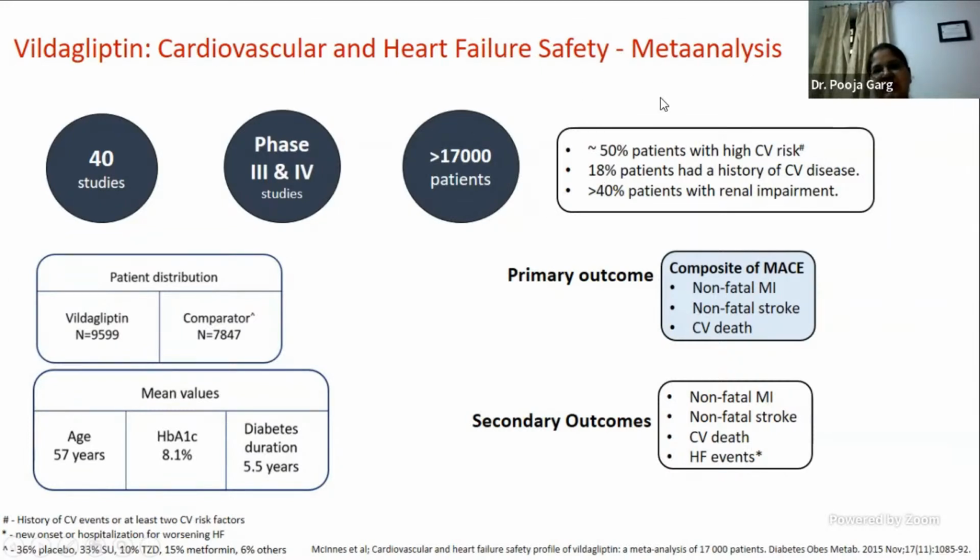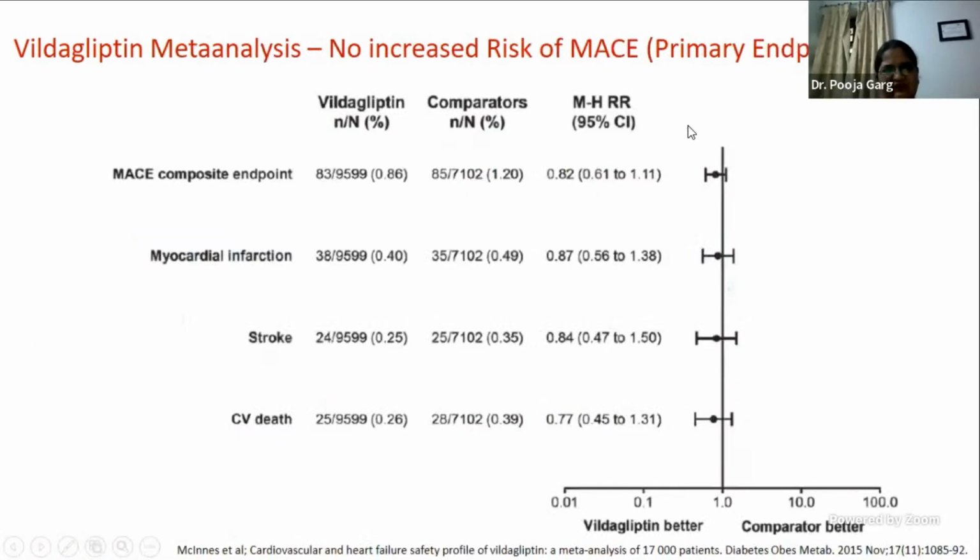50% of the patients had high cardiovascular risk. Almost 18% also had a history of cardiovascular disease. More than 40% of these had renal impairment. The primary outcome studied here was a composite of MACE: non-fatal MI, non-fatal stroke, and CV death. Secondary outcomes studied were non-fatal MI, non-fatal stroke, CV death, and heart failure events. The mean age of the patients included in all these studies was 57. Mean HbA1c was 8.1%, and diabetes duration was somewhere around 4 to 5.5 years.